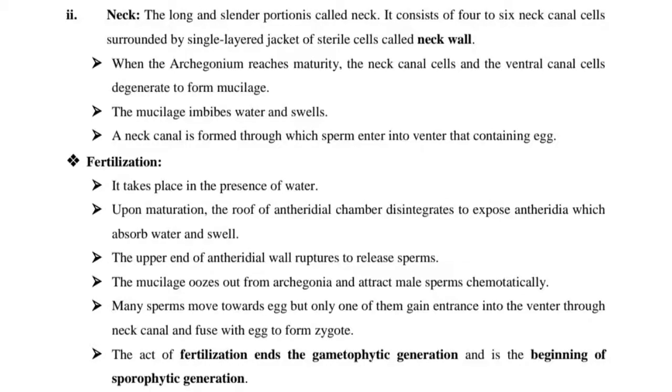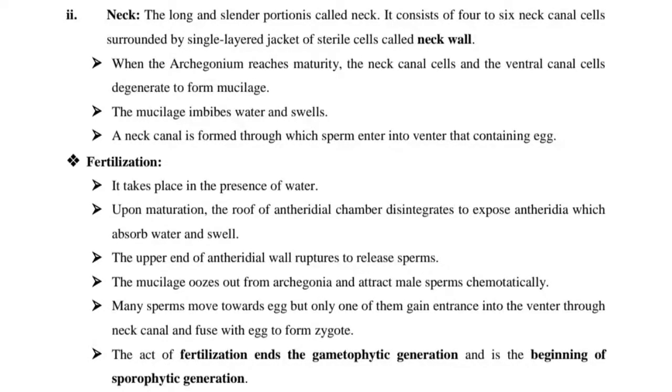When the archegonium reaches maturity, the neck canal cells and the ventral canal cells degenerate to form mucilage. The mucilage imbibes water and swells. A neck canal is formed through which sperm enter into the venter that contains the egg. Fertilization. It takes place in the presence of water.